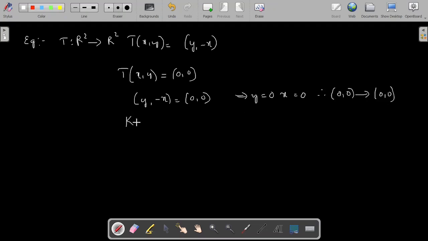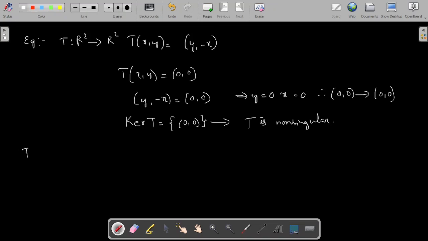So what is the kernel of T? Kernel of T equals the set containing only 0. So what kind of transformation is this? T is a non-singular transformation. Therefore, to check whether the given transformation is singular or non-singular, always find out the kernel. If the kernel comes out to be only the 0 vector, then it is non-singular, otherwise it is singular.